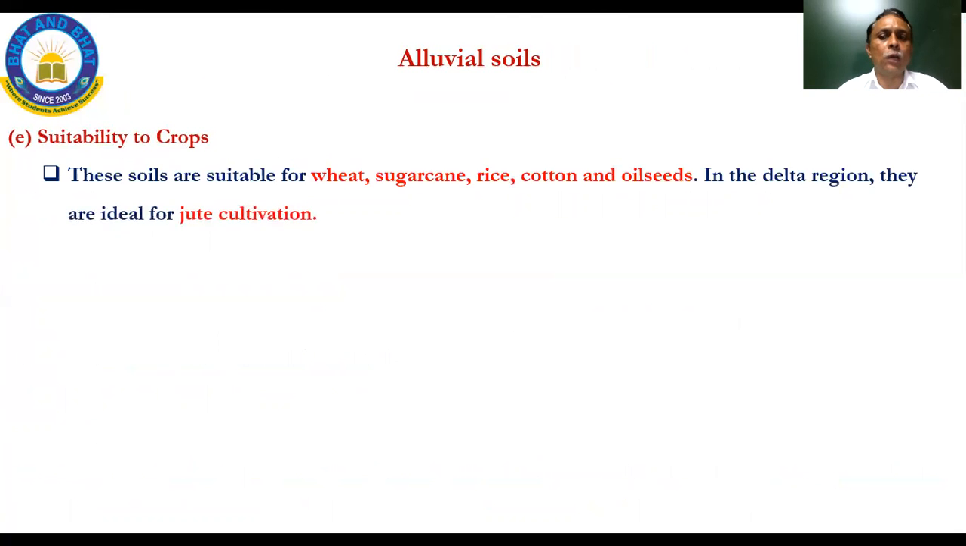Now, suitability to crops. These soils are suitable for wheat, sugarcane, rice, cotton and oilseeds. In the delta region, they are ideal for jute cultivation.